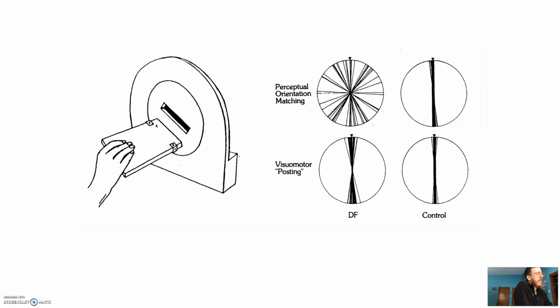And the researchers that did these studies found similar patients with the opposite effect, where they would be able to identify visually which direction the slit was, but couldn't reach out and post it correctly.